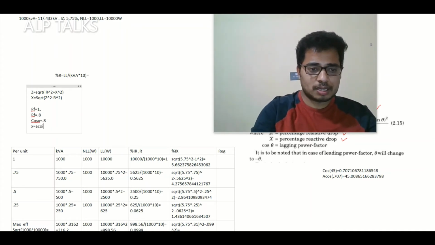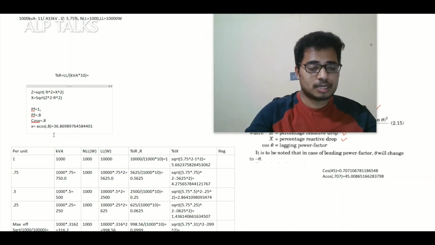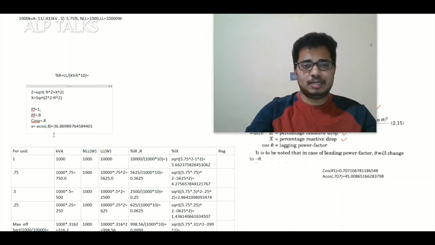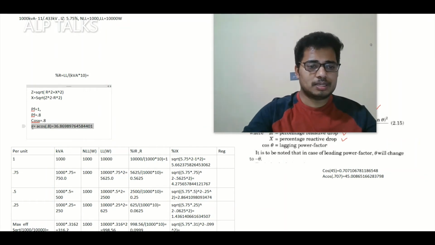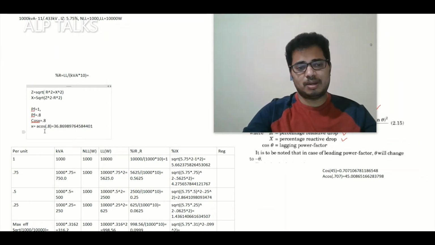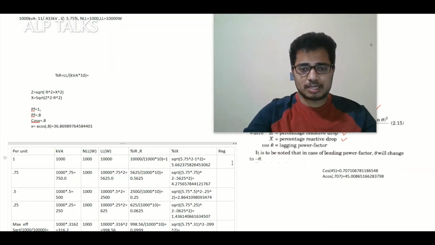X is nothing but a cos 0.8. Then here we will get the value of theta, 36.86 degree angle. We are getting this 0.8 power factor. So similarly, generally let's calculate only for 0.8 power factor, then that would be good. So let's calculate the regulation now.